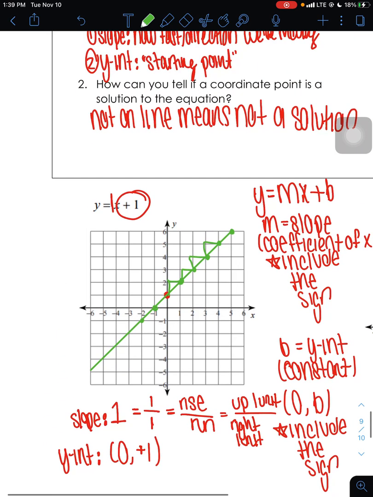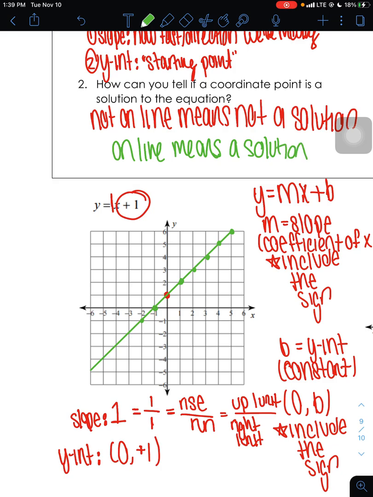So the question asked us, how do we know if a coordinate point is a solution to the equation? If it's on our line, it is a solution. If it's not on our line, it's not a solution. I'm gonna write that in green. On line equals solution. So for example, if we take a look at 2, negative 2, that's not on our green line. So that is not a solution. But for example, negative 4, negative 3, that is on our line, so that is a solution. So we could check it that way.